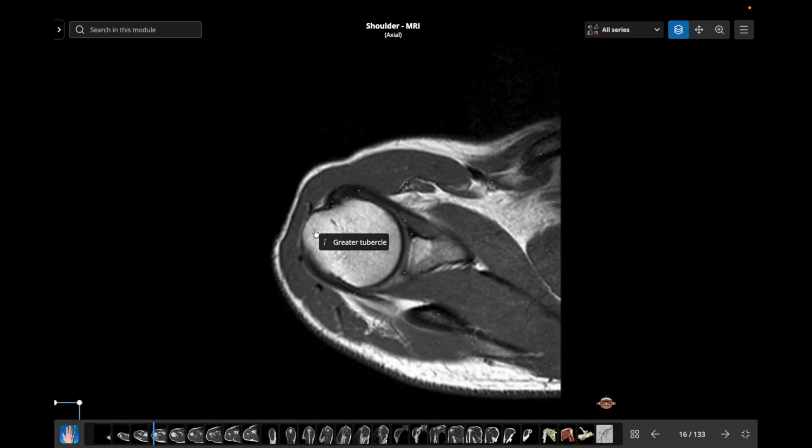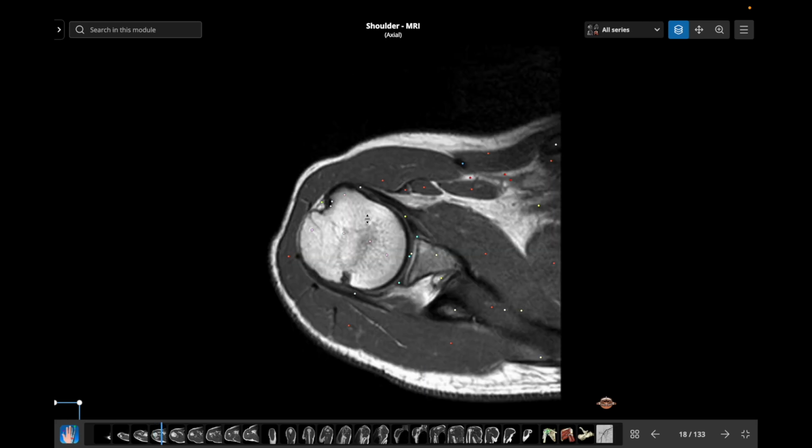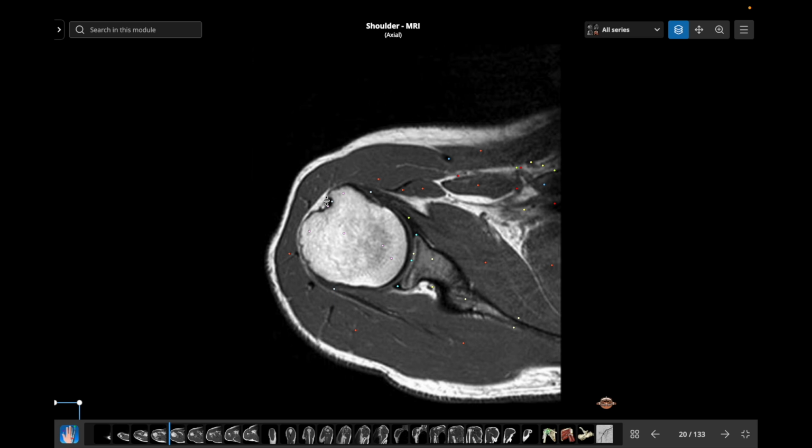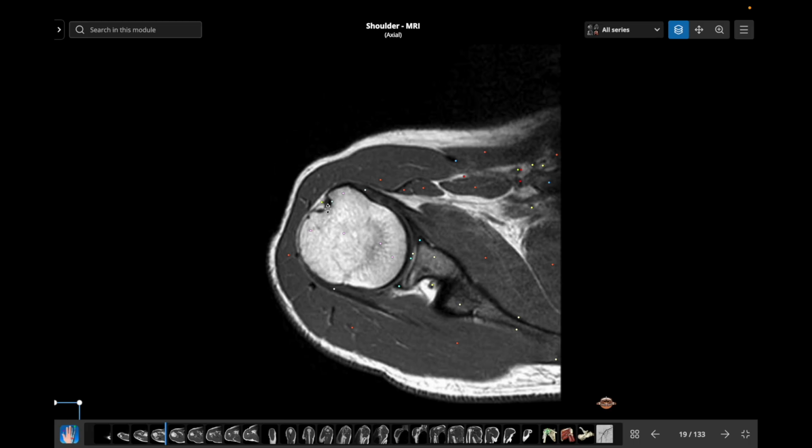This would be your greater tuberosity. Tubercle is, I think, what they say in America, but in the UK we'll say tuberosity. This would therefore be your lesser tuberosity. And as you can see, there's a groove between the two. So this would be your intertubercular or bicipital groove. And within that, this dark structure would be the long head of the biceps tendon.